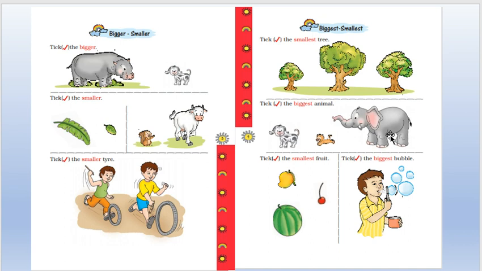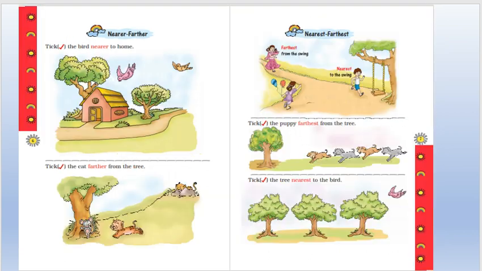This elephant. Okay. And out of these fruits, which one is the smallest? This cherry. And take the biggest bubble. Yeah, this one is maybe the biggest bubble. Okay, in this way you can get the concept of bigger, smaller, biggest and smallest. Next is nearer and farther.